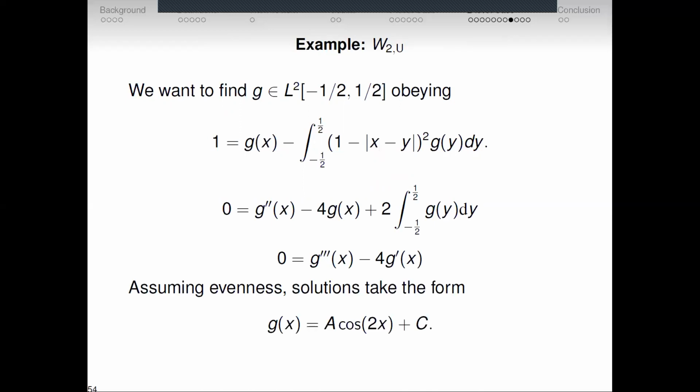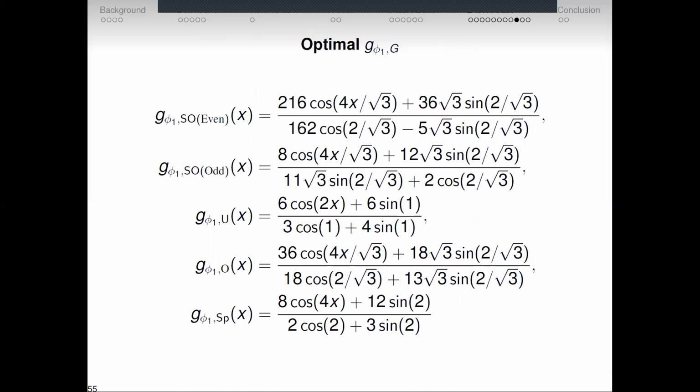But if we assume evenness, then the sine terms just disappear. We assume that, and from previous experience with Iwaniec, Luo, Sarnak and Jesse Freeman, it's reasonable to assume that these solutions are even. So what we get is that g is equal to a times cosine 2x plus c. By back substituting into the first 2 equations, we are able to determine exactly what a and c are. In particular, we were able to do this for every single one of these groups. And these are the results. From this, we compute the actual bounds.